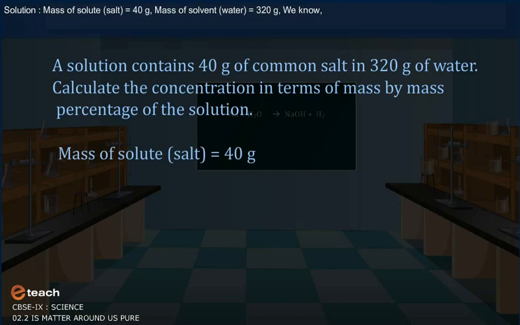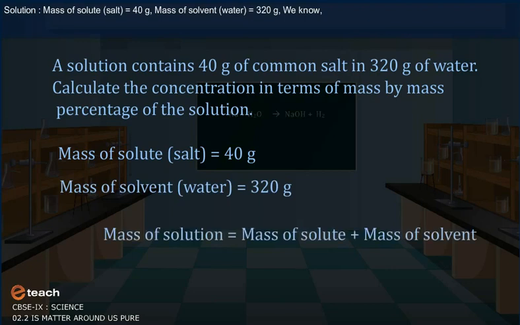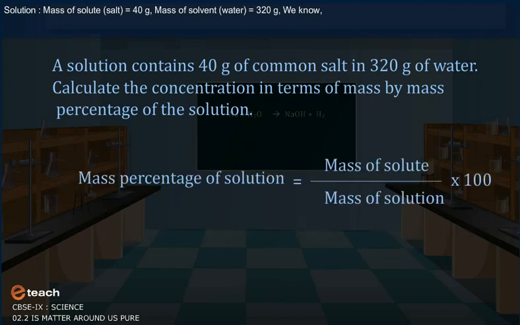Solution. Mass of solute, that is salt, is equal to 40 grams. Mass of solvent, that is water, is equal to 320 grams. We know mass of solution is equal to mass of solute plus mass of solvent. That is 40 grams plus 320 grams is equal to 360 grams. Mass percentage of solution is equal to mass of solute upon mass of solution multiplied by 100. That is equal to 40 upon 360 multiplied by 100, which is equal to 11.1%.